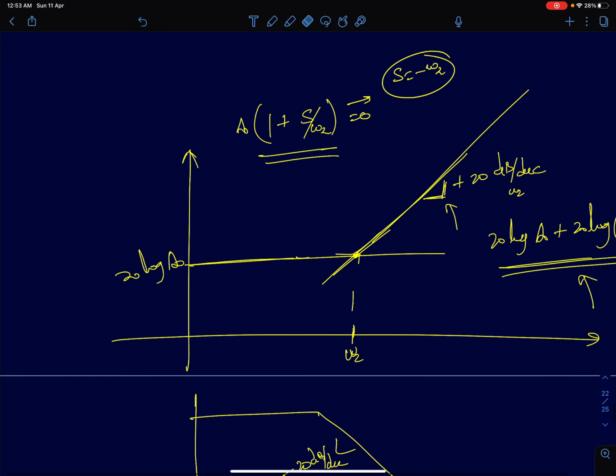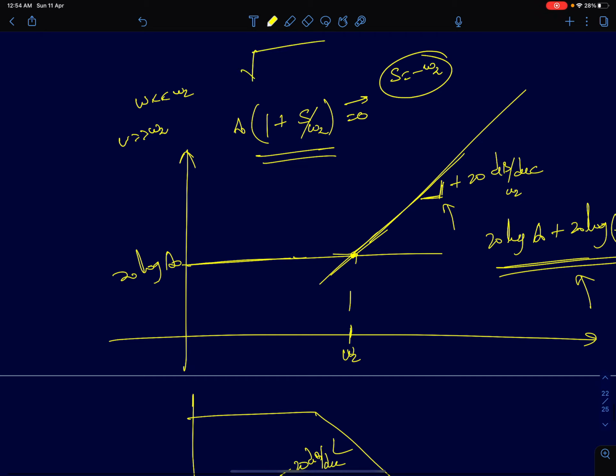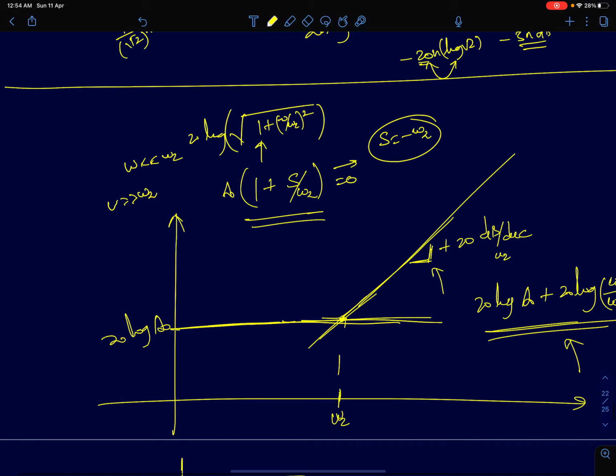Now to plot this function, again I use the same conditions, omega much smaller than omega z and omega much greater than omega z. The transfer function is going to be the root of 1 plus omega by omega z the whole squared, 20 log of this. For lower frequencies it will be 20 log of A0 itself, so that's what I've drawn here. And for much higher frequencies, I can ignore 1 here, it will be 20 log of omega by omega z. So this is a straight line equation with a slope of, see, it's plus 20 log of omega by omega z.